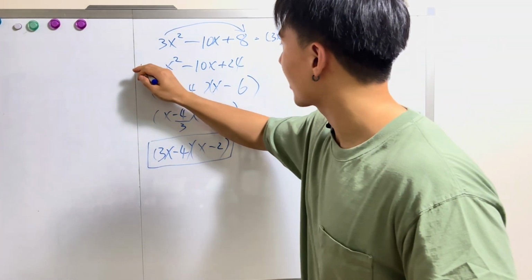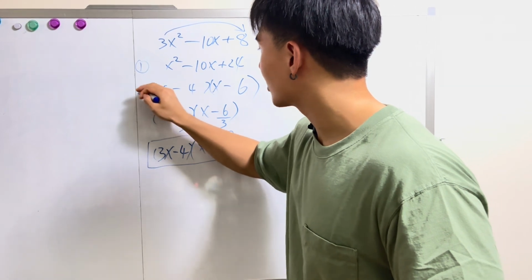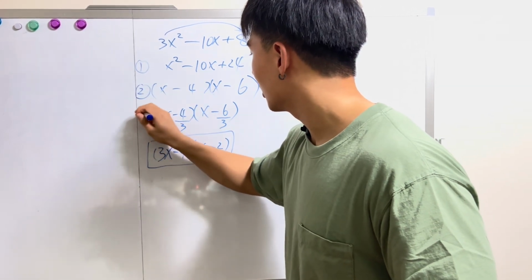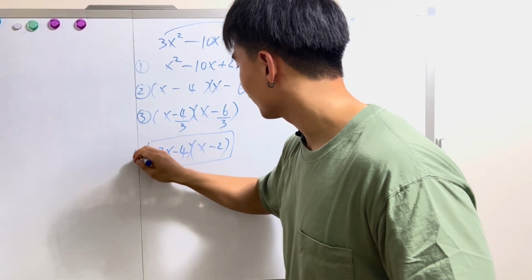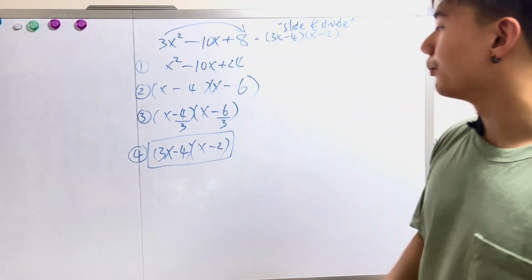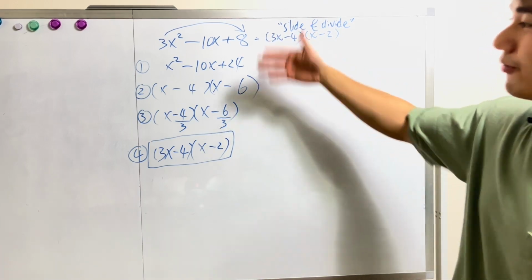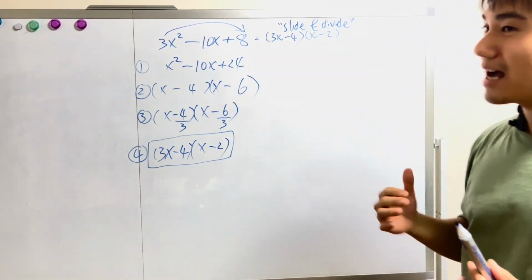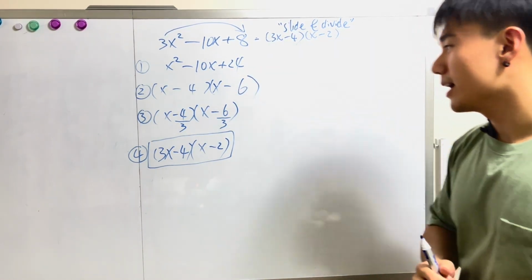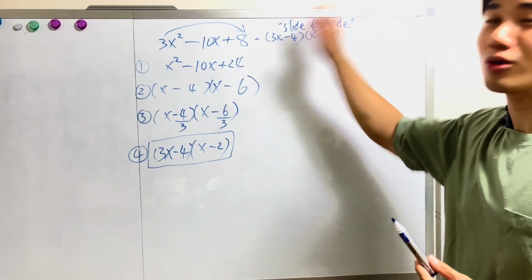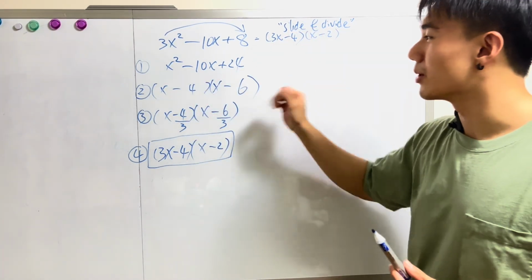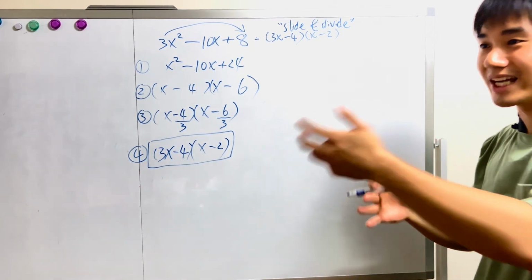Let me label the steps. We have step 1, step 2, step 3, and then at the end we have step 4, which is the answer. It looks like we only have 4 steps here, right? But there are actually a lot more going on in between. The shortcut really took out all the steps in between, and it just shows you the crucial step that you perform to get the right answer.